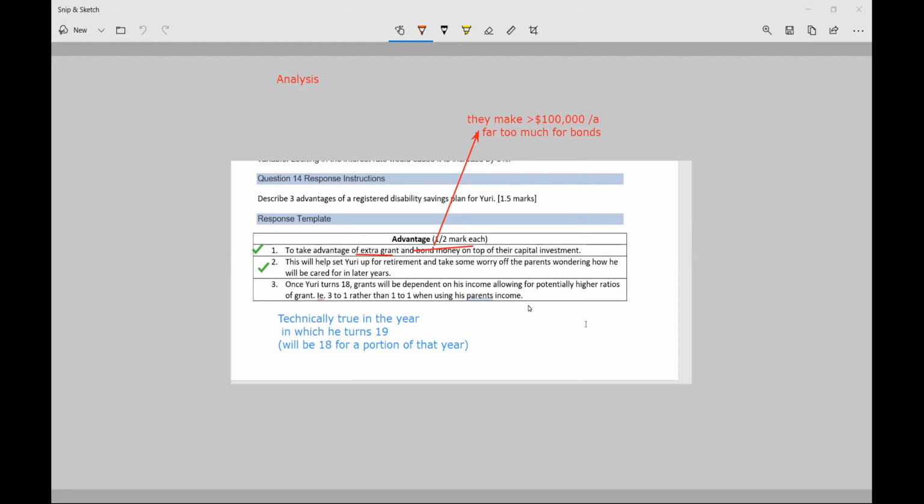I'm pretty sure I have that right. Yeah, it does depend on family income, but the indication of the question is that he does have a relatively serious disability. I would suggest the likelihood of him making more than $100,000 a year is pretty low. And Shelley does a good job of saying, allowing for potentially higher ratios of the grant.